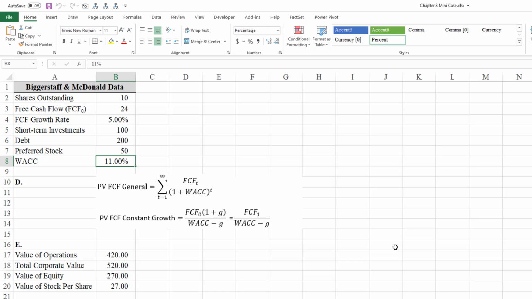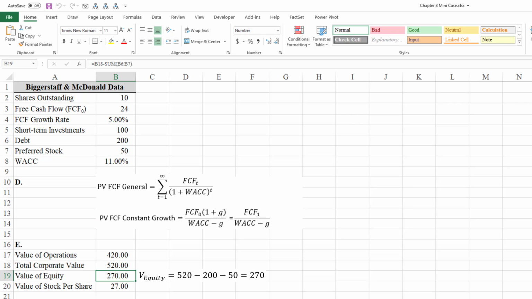Now, the total value of the firm, remember, is going to be the value of operations plus the value of the non-operating assets. So 420 million plus 100 million is 520 million. The value of the equity is going to be the value of the firm minus the value of the debt minus the value of the preferred stock. 520 million minus 200 million minus 50 million gives us 270 million. Now, question 3 says, what is its estimated intrinsic value? Well, the intrinsic value is the 270 million. That's the value of the equity.